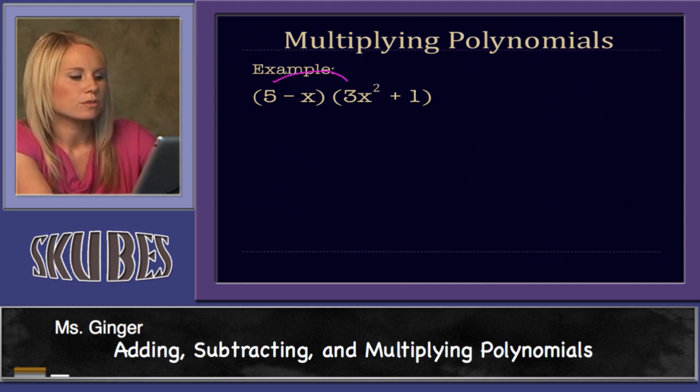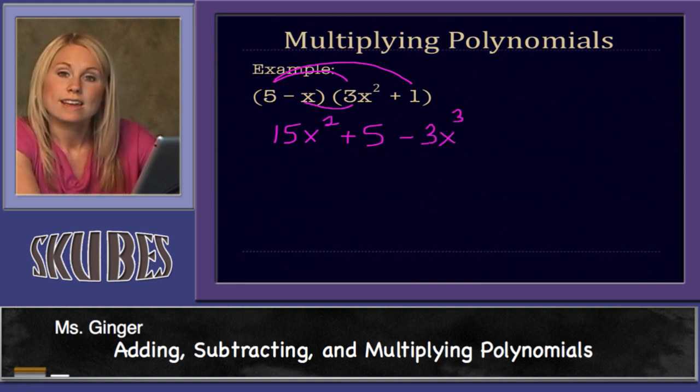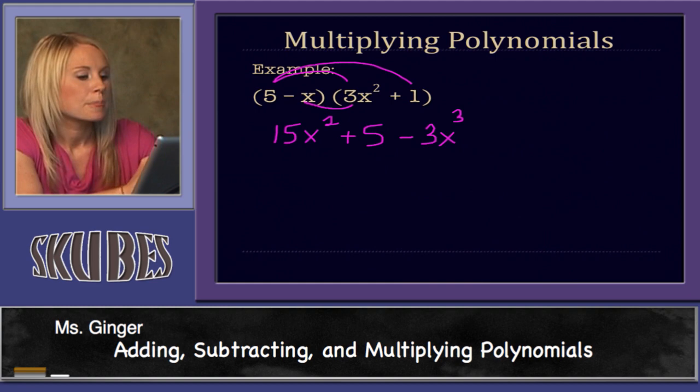So first terms, I'm going to do 5 times 3x squared, 15x squared. Then I've got to work my way to the outer. Then I'm going to come into the inner terms, negative x times 3x squared, negative 3x cubed. So I've got x to the first times x squared. And then the last terms, negative x.